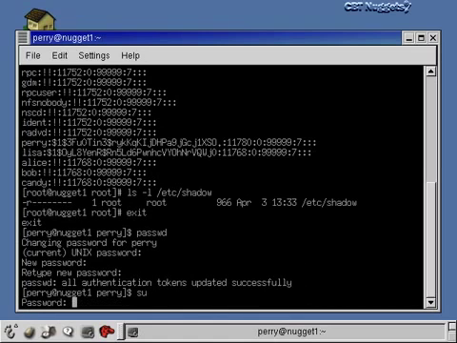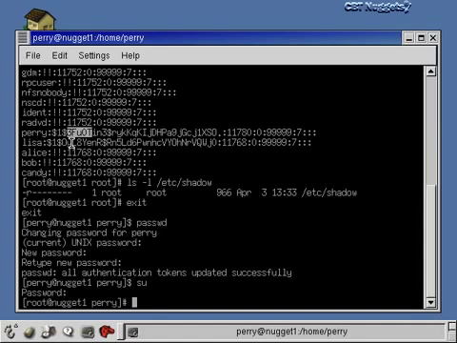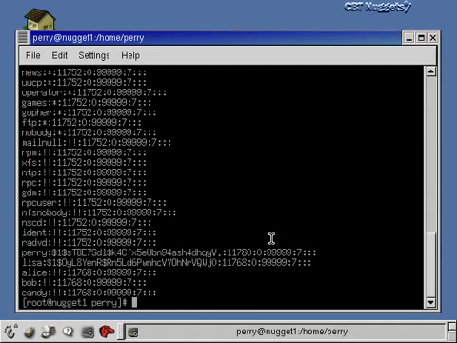Now I want to switch back and be the root user again. Okay, so now I'm the root user again, and I want to look at the etc shadow file again. Remember, the first few characters of Perry's encrypted password were 3FU0T. Okay, now I want to look at the etc shadow file again. Now if you look at Perry's password, the first few letters are ST8E7.